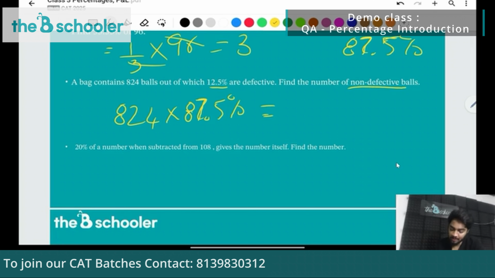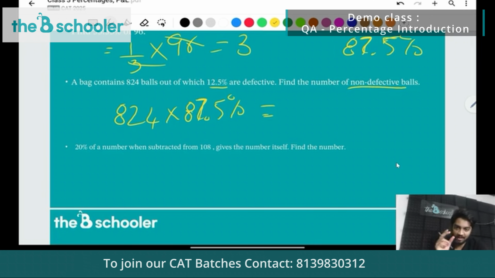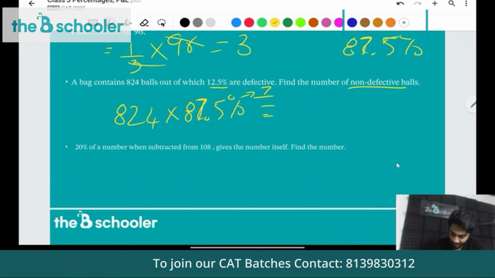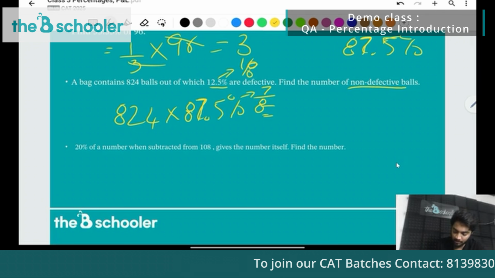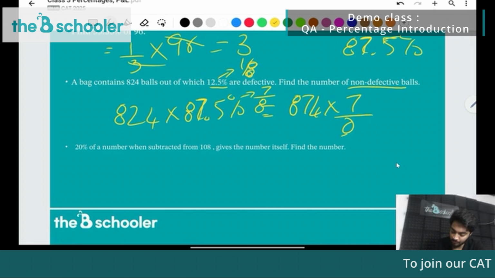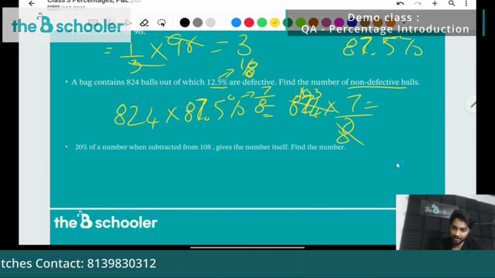But if you know that 87.5 is 12.5 less than 100, you can write this as 7 by 8. Similarly, just as we wrote 12.5 as 1 by 8, the same thing you can write as 7 by 8. You will get 824 into 7 by 8. Cancel, and you get 103 into 7. 100 into 7 is 700 plus 3 into 7, so 721.